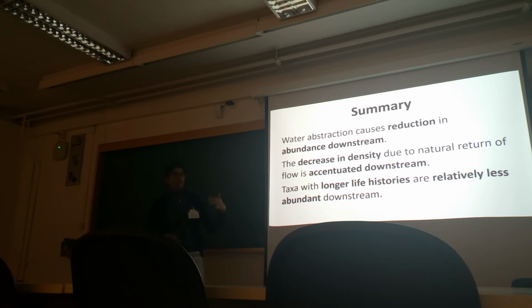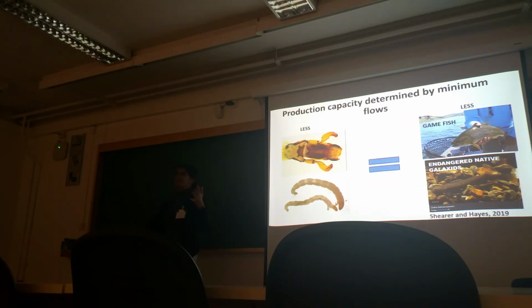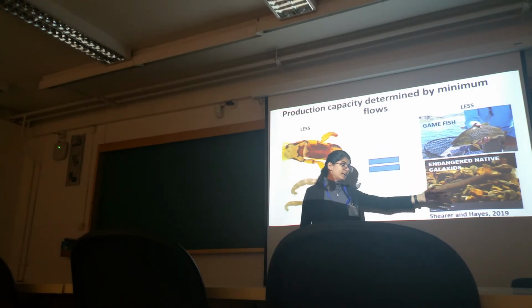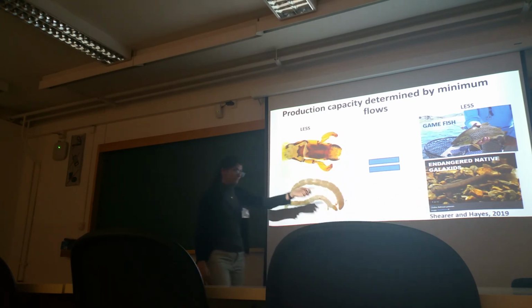And when I try to see the relative abundances, it is the organisms or taxa with longer life histories that are more affected than taxa with shorter life histories. So how does this correlate with the bigger picture? If there is less food, there will be less food for fish that are used for fishing and native endemic fish which are endangered in the region.